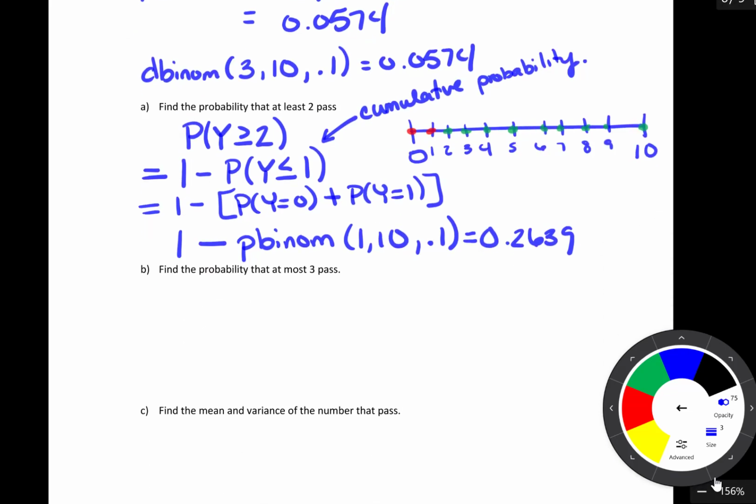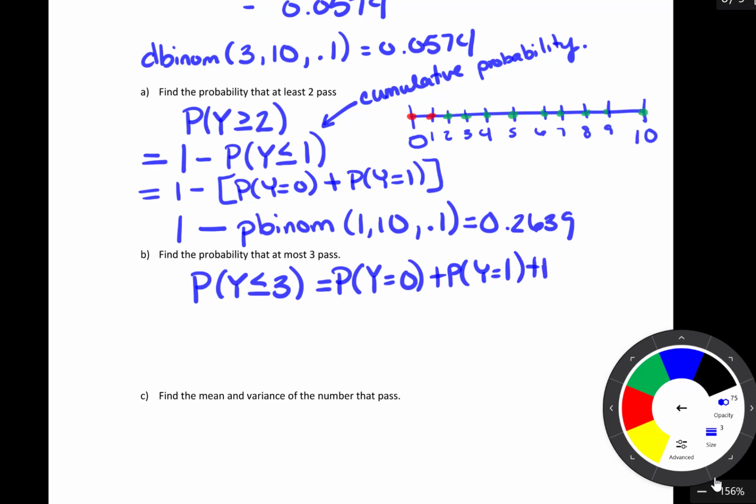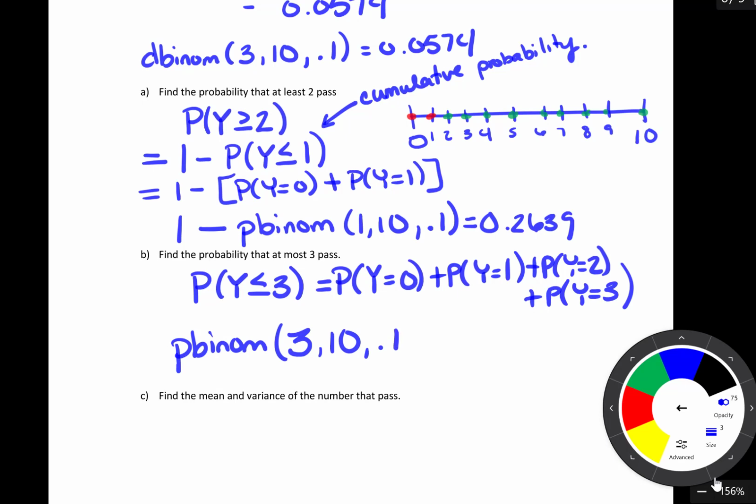Okay, find the probability that at most 3 pass. So this is going to be equal to the probability that Y is less than or equal to 3. And so again, we could use our formula and find the probability that Y is equal to 0, plus the probability that Y is equal to 1, plus the probability that Y is equal to 2, plus the probability that Y is equal to 3. Or, since this is again a cumulative probability, we could use the pbinom function in R. And so this time for pbinom, we're interested in 3 successes. We still have 10 trials and probability of success is 0.1.